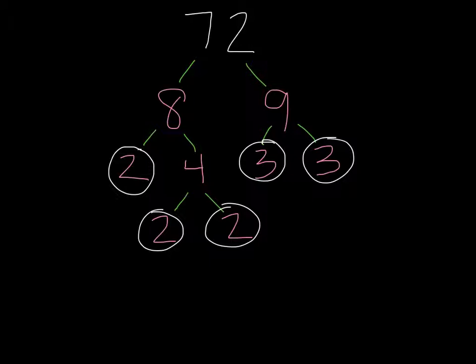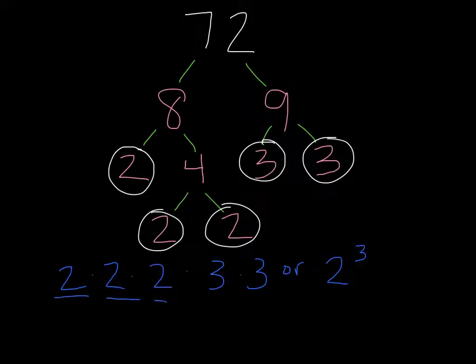So our prime factorization for 72 ends up equaling the same thing. 2 times 2 times 2 times 3 times 3, or 2 cubed, because there's 1, 2, 3 2's, times 3 squared, because there's 2 3's.